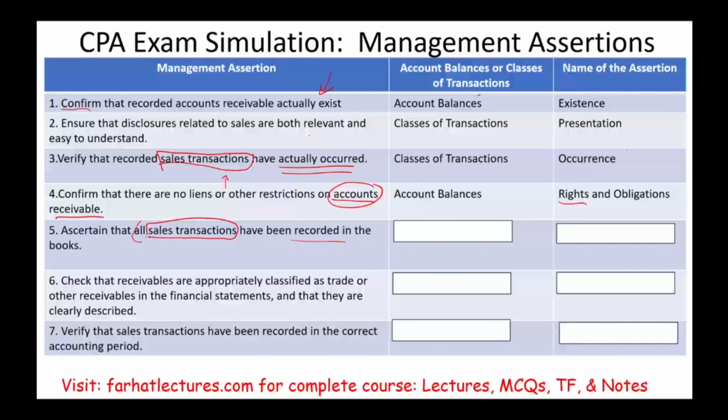Ascertain that all sales transactions have been recorded. Again, we're dealing with transactions. Making sure all has been recorded. It's a transaction, and all means completeness. The name of the assertion is that we recorded all the transactions. This exercise, I would say it's leading you to the correct answer. So if you are comfortable with this exercise, with this simulation, it means you have a really strong basic understanding.